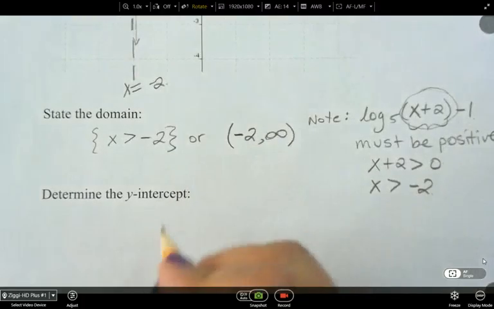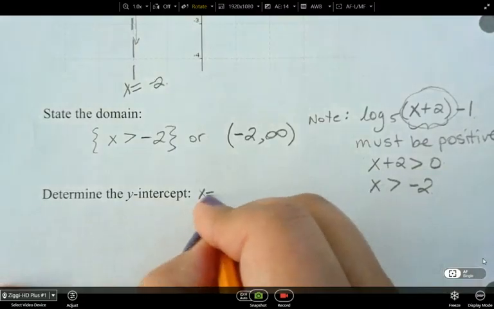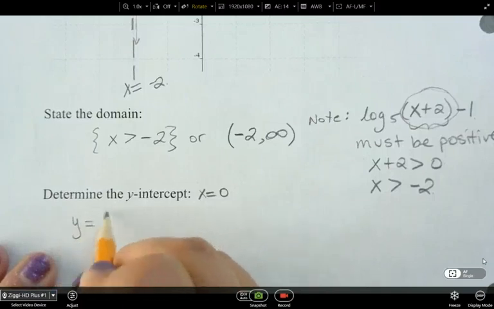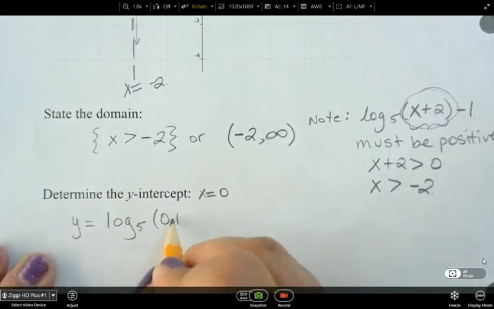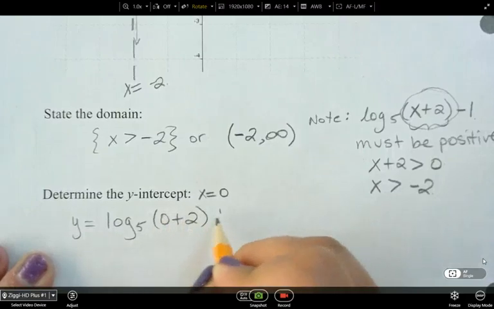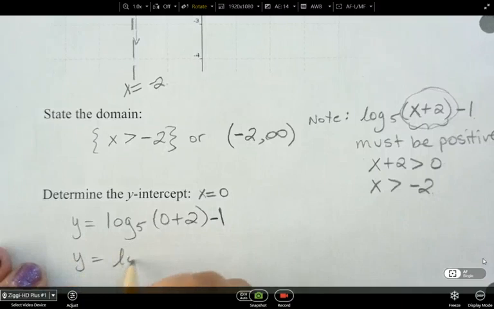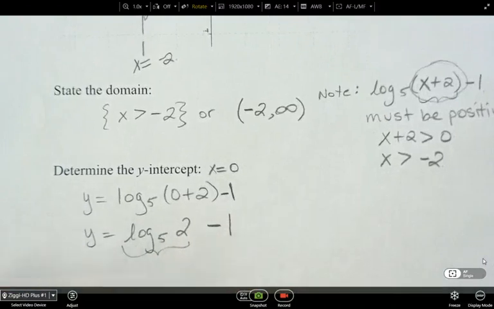Now, determine the y-intercept. What do you know about the y-intercept? What's the condition that it must hold? x must be 0. So in this equation here, we need to set x equal to 0. Okay, so we end up with y equals log base 5 of 2, and then -1. So this part you need to figure out independently.